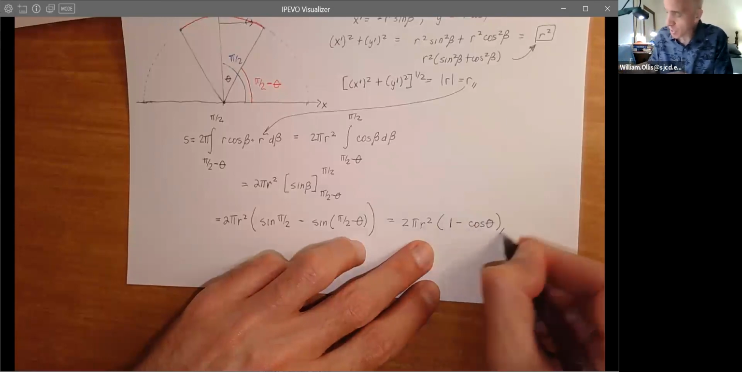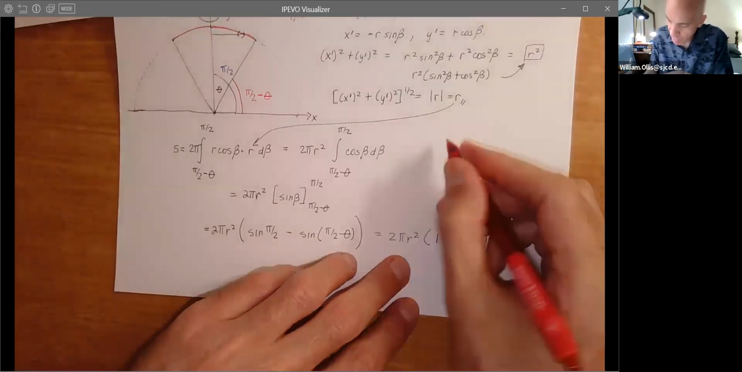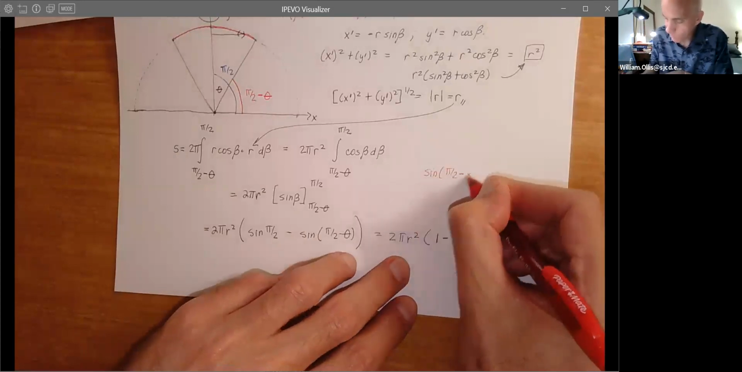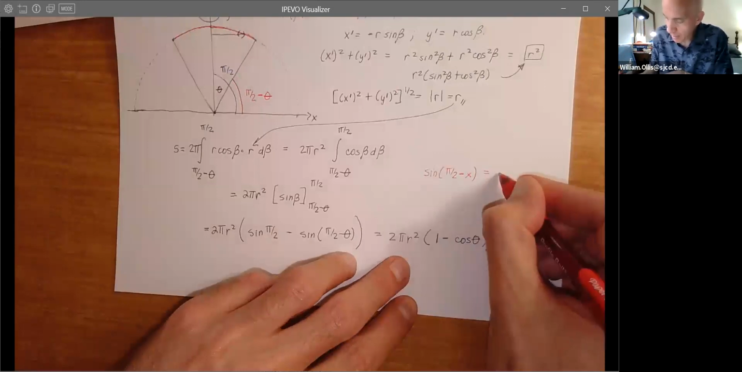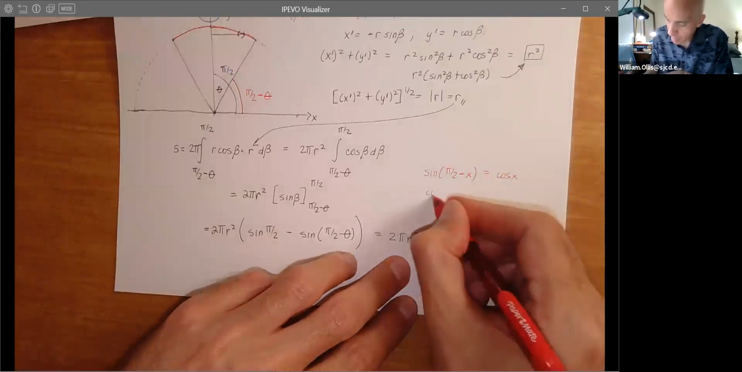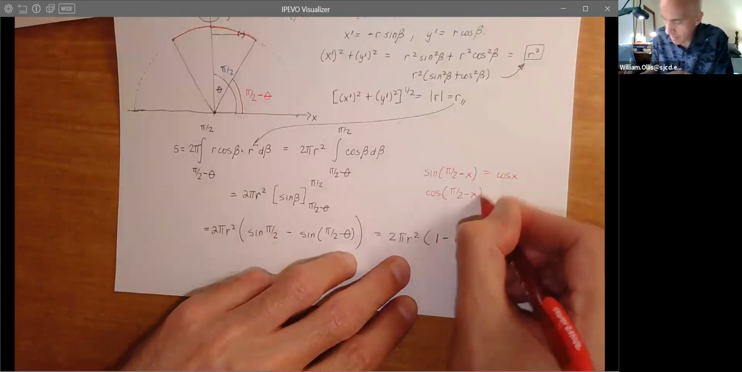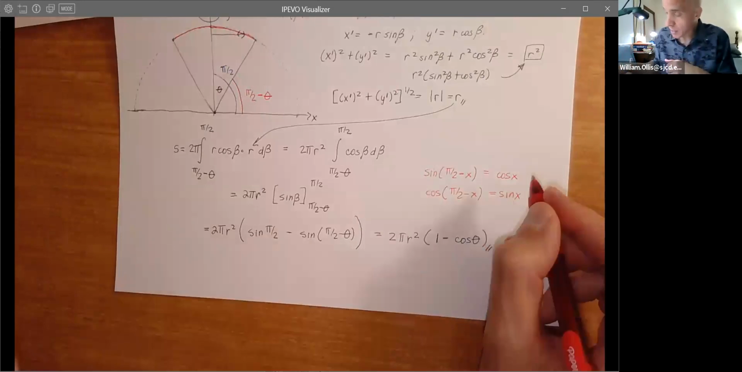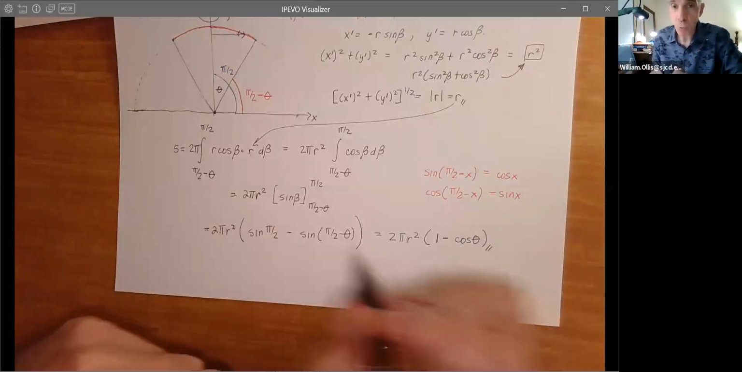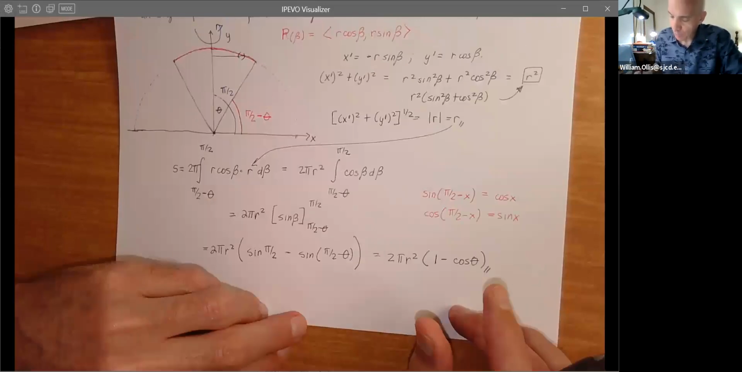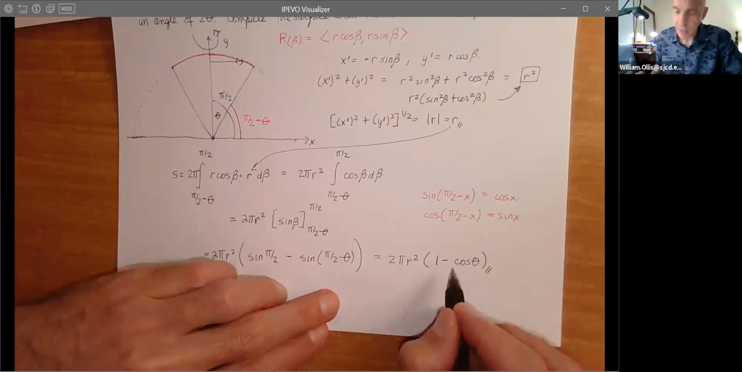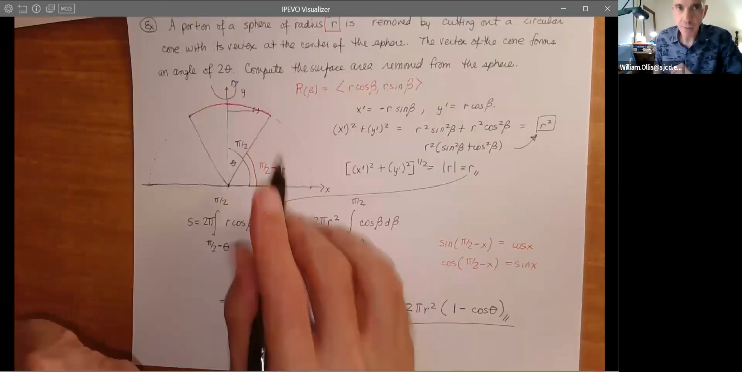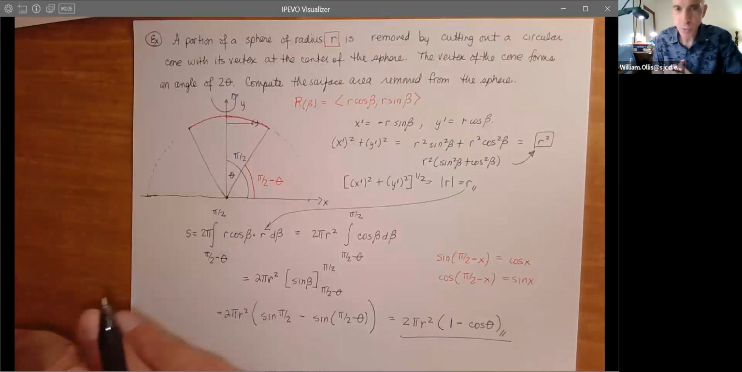I keep using cofunctions, but remember, it's just like saying sine of pi over 2 minus x equals cosine x, and cosine of pi over 2 minus x equals sine x. The same for cotangent, tangent, secant, cosecant. The cofunctions are extremely important. But now you can see we get a rather elegant solution right here, just using the concept of surface of revolution. I thought this was an interesting problem.